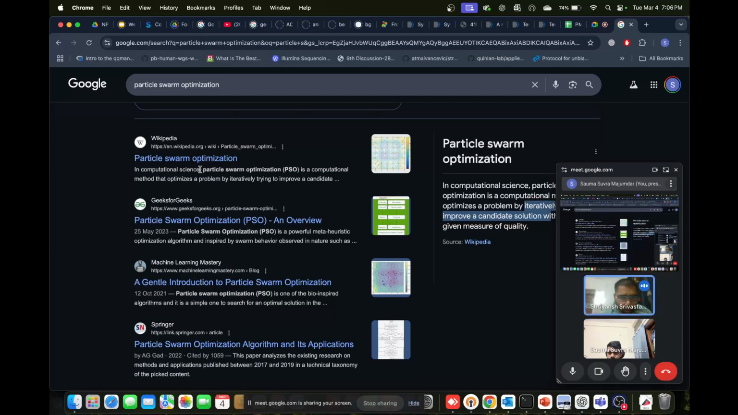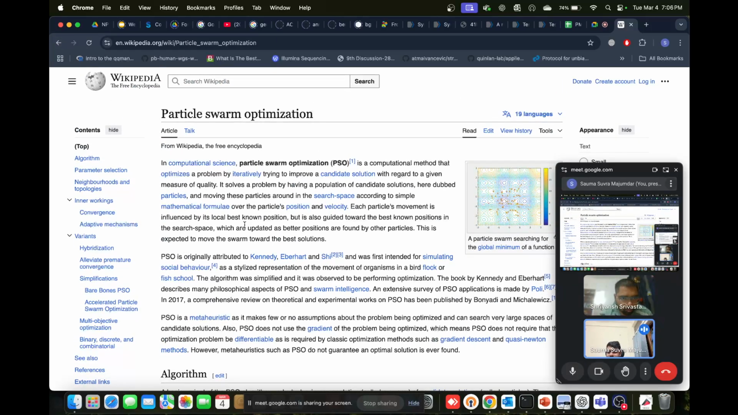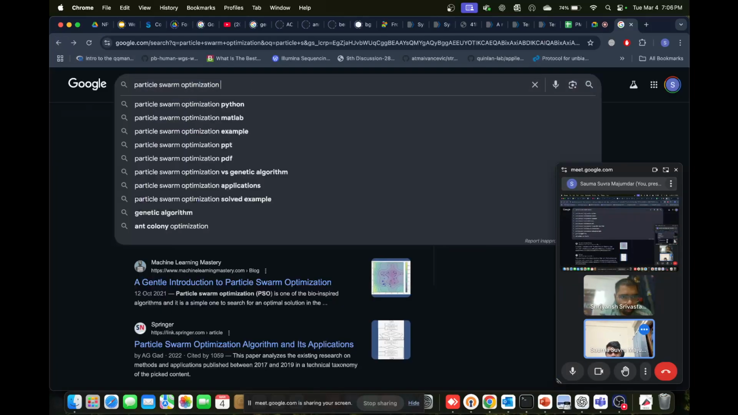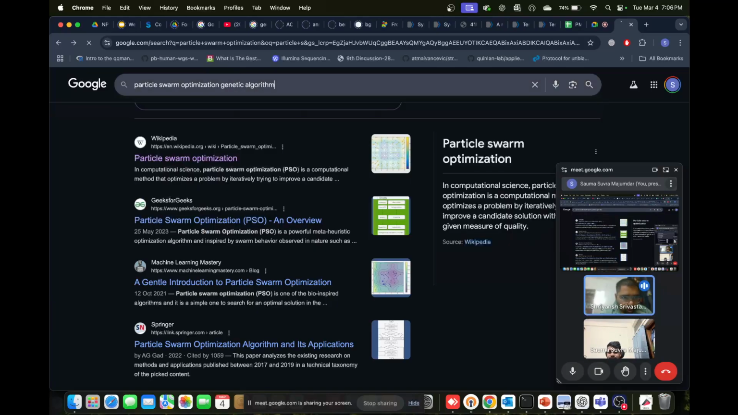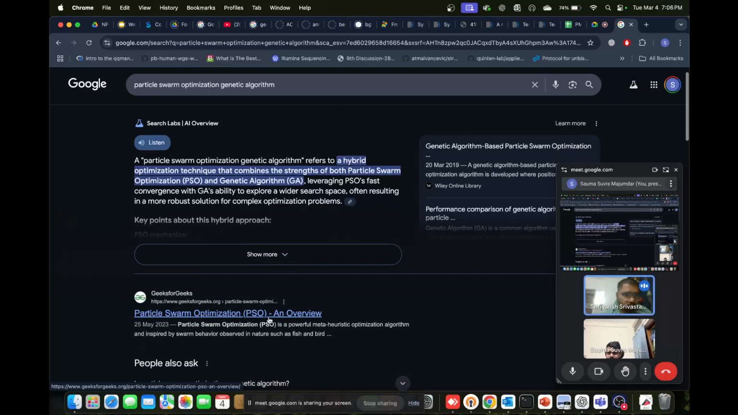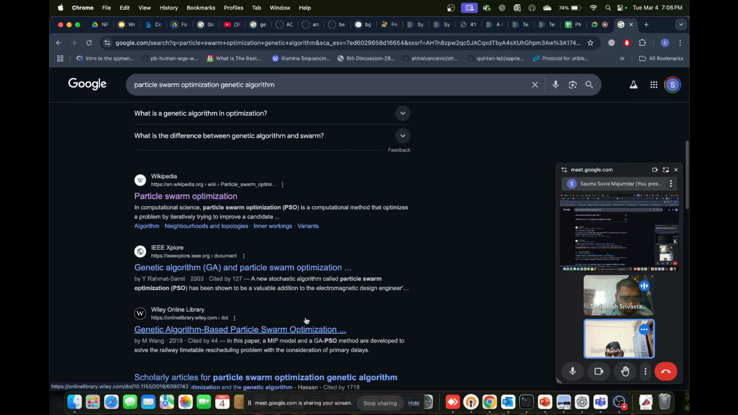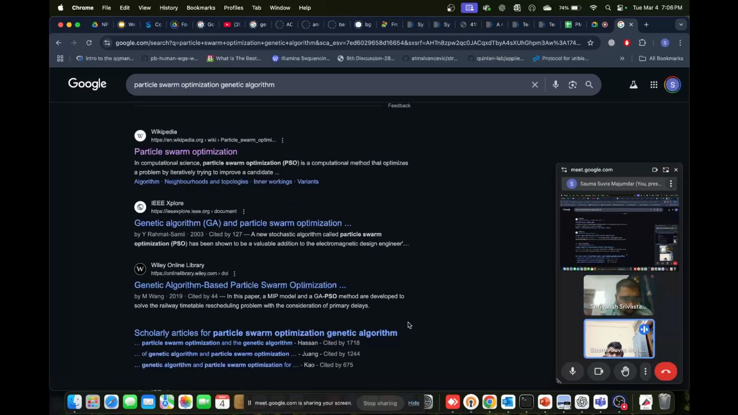Let me go here. Trying to improve a candidate with regard to a given measure of quality. It sounds like a GA, but let's see. Hybrid technique that combines the strength of both. Okay, so that's not exactly a genetic algorithm. I'm also not familiar with this.